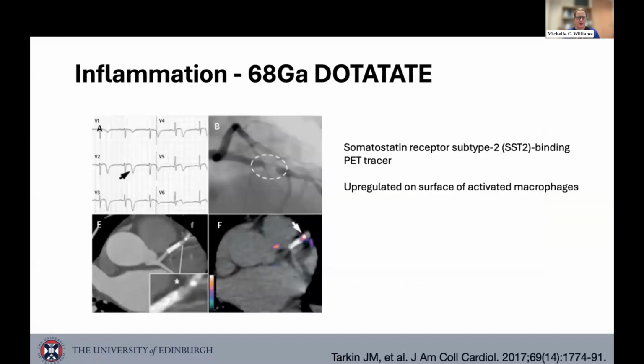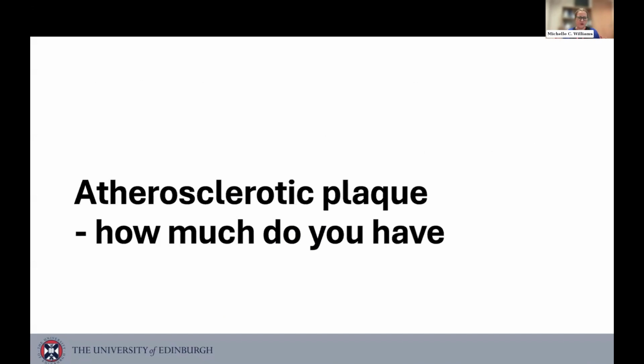And then this is work from Jason Tarkin looking at gallium-68 DOTATATE, a somatostatin receptor subtype binding agent, which these are on macrophages, so in active inflammation, like in this patient, we can see inflammation. So you can see across the different radiotracers and the CT imaging and the MRI imaging, there's so much more to uncover about plaque. We're really just starting to understand different plaque types.